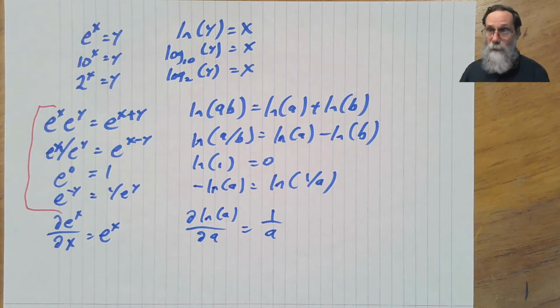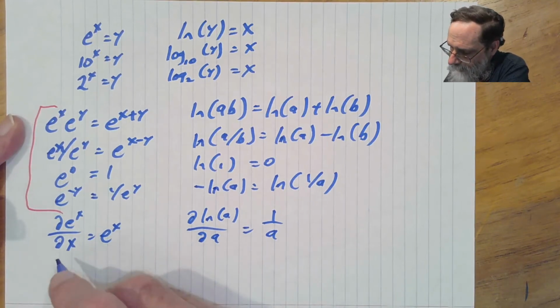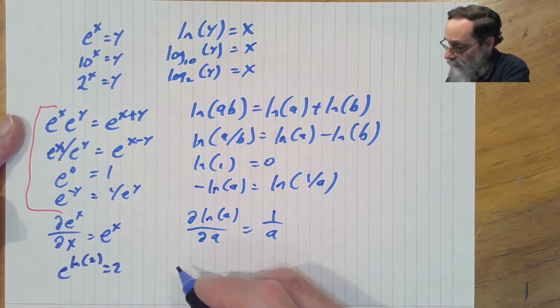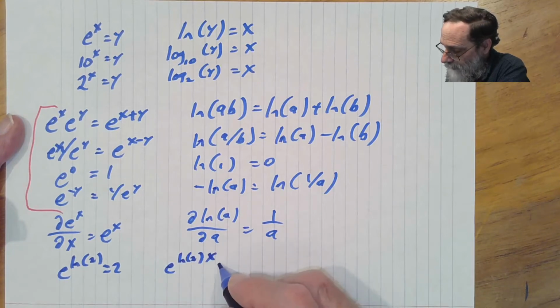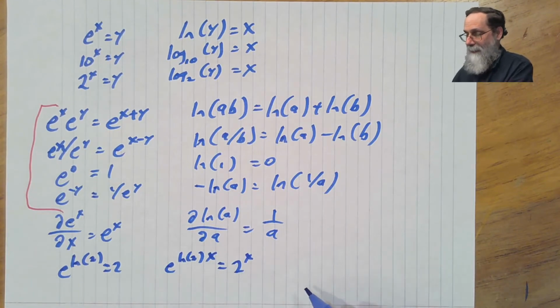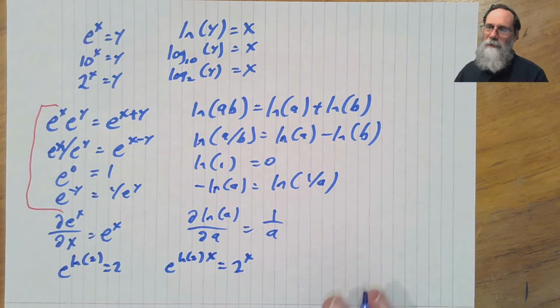But of course, you can convert between different base logarithms just by using that e to the natural log of 2 is 2. So e to the natural log of 2 times x is 2 to the x. And you can turn this around into identities on logarithms also.